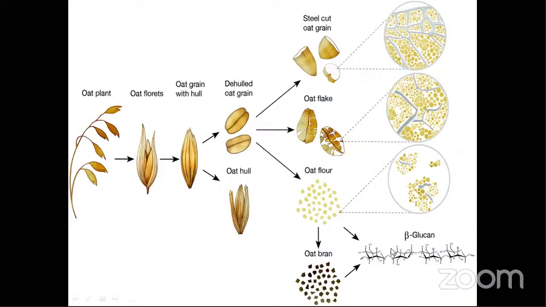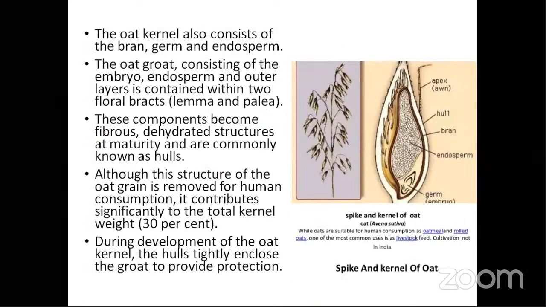And as you told, and I am also telling, that it is a good source of beta glucan. So here, this oat groat consists of embryo, endosperm and outer layers that is contained within 2 floral bracts, that is the lemma and the palea. Lemma is the longer one and palea is the shorter one.